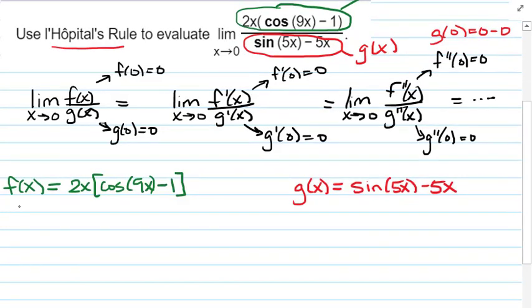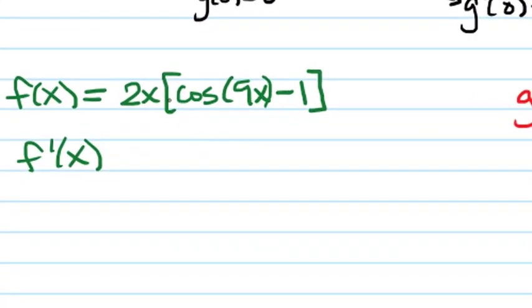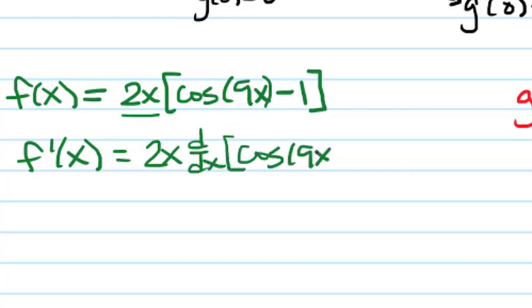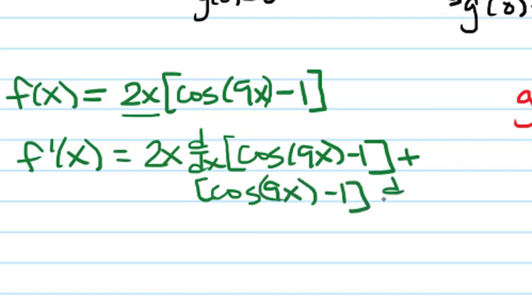So the derivative of the top is going to require the product rule because we have something with an x being multiplied by a quantity with an x. So we're going to take the first part, 2x, times the derivative with respect to x of the second part, cosine of 9x minus 1, plus the second part, which is cosine of 9x minus 1, times the derivative of the first part, which is 2x.